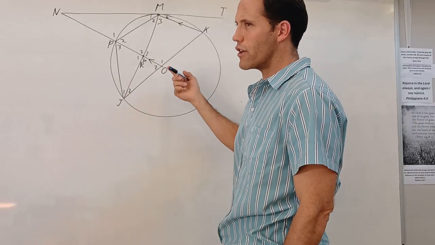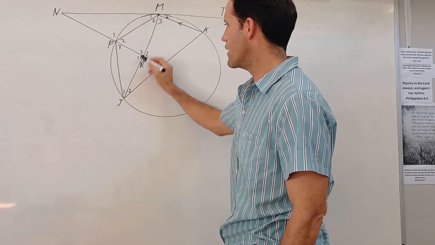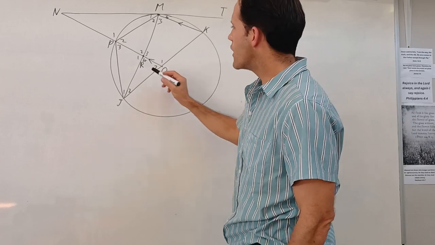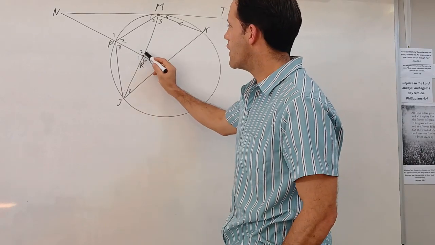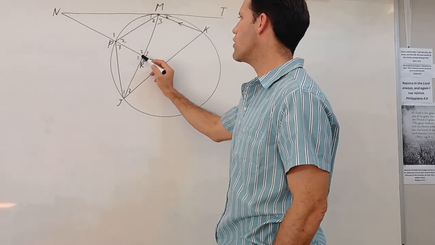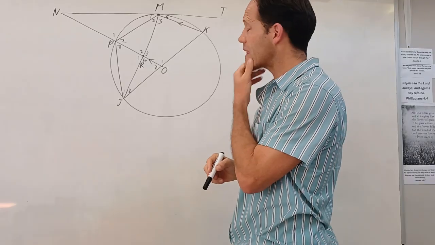We can think of the theorem that says, if this line is perpendicular to the chord, then it bisects the chord. So we're going to try to find out how we can show that this line here is perpendicular to JN. How can we find that OR is perpendicular to JN? How can we prove that?